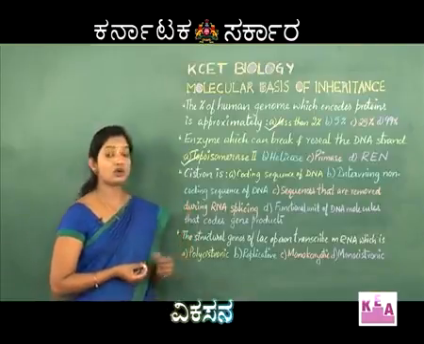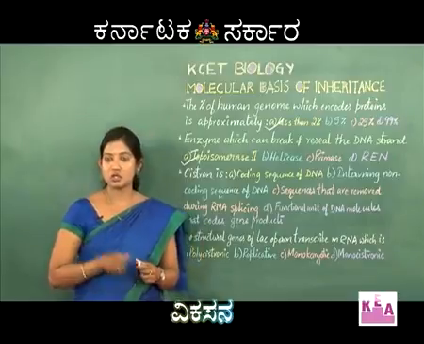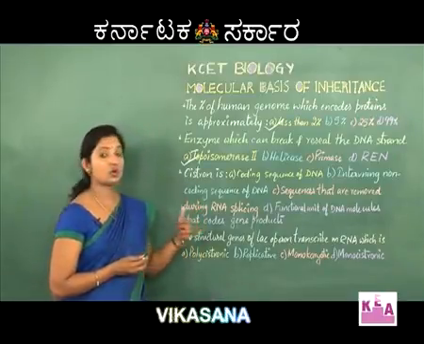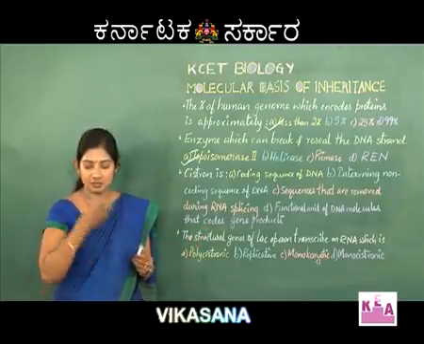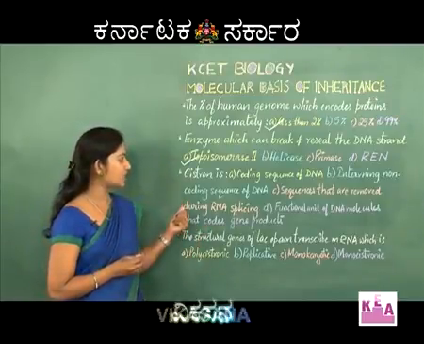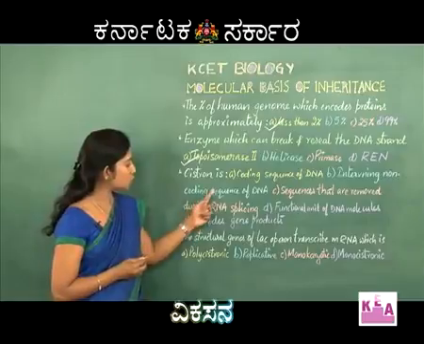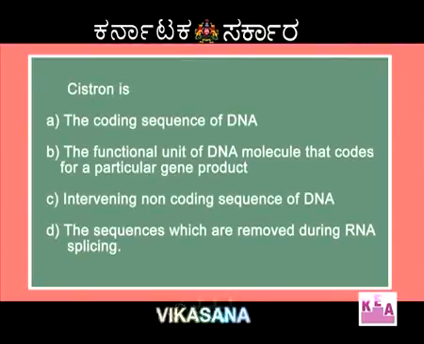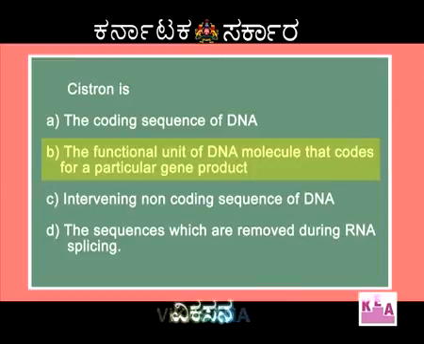Since these do not code for any proteins, during RNA splicing, the sequences which do not code for any genetic information are basically removed. So these 2 options are also wrong. The next one, functional unit of DNA molecule that codes gene product, and this is the right answer.